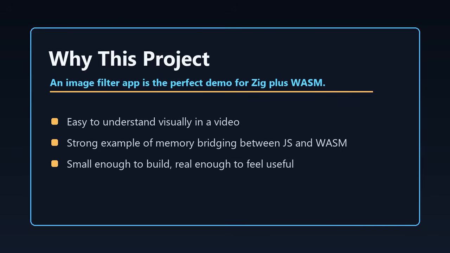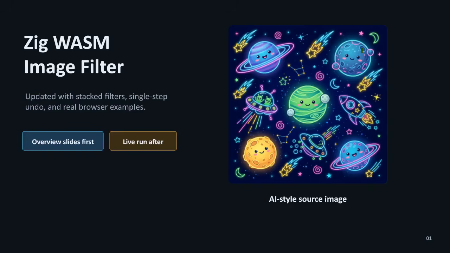I chose this project because it makes the full idea visible very quickly. You can upload an image, run filters, see the result instantly, and understand exactly why Zig and WebAssembly are a strong combination. In this updated Zig and WebAssembly image filter tutorial, we are not just showing the final app. We are also showing the new stacked filter workflow, the undo logic, and real browser screenshots so the story feels grounded from the very first frame.